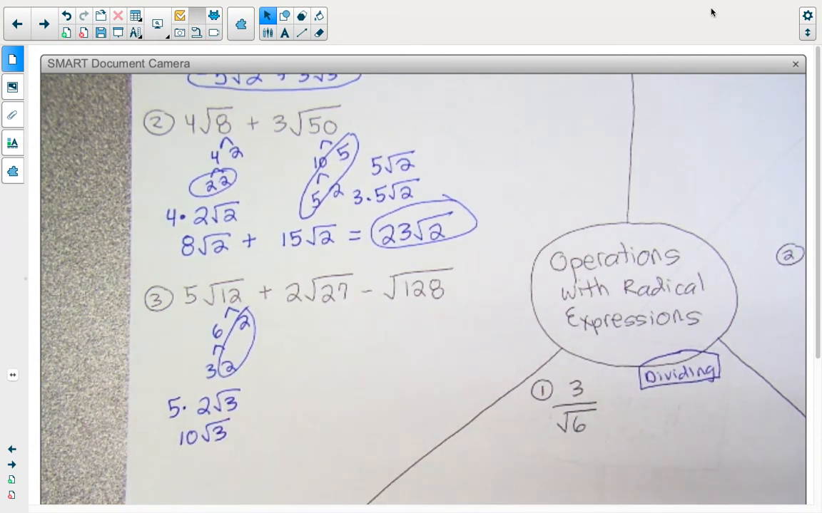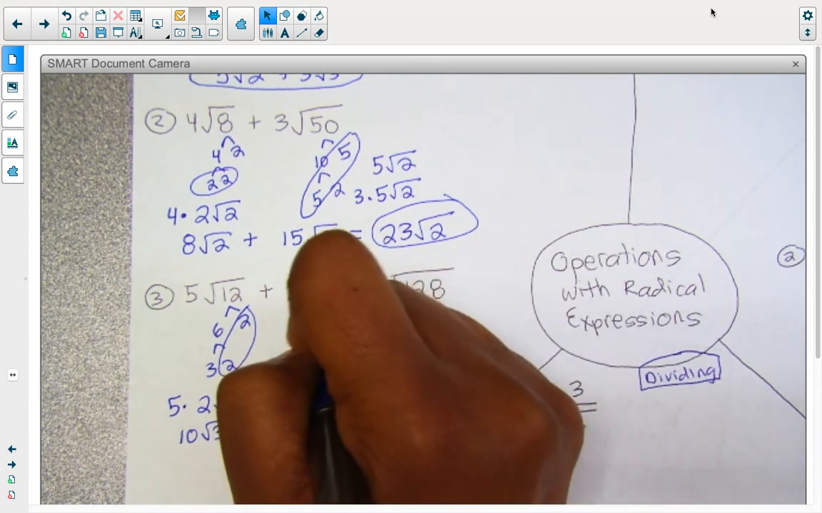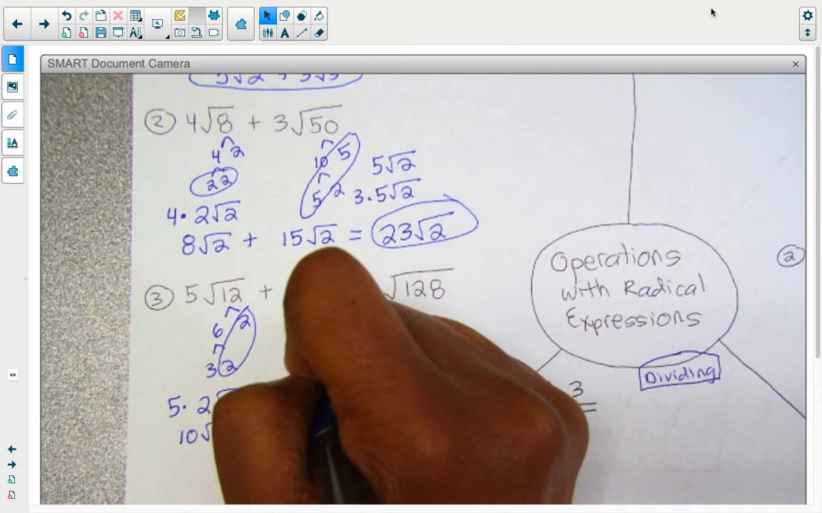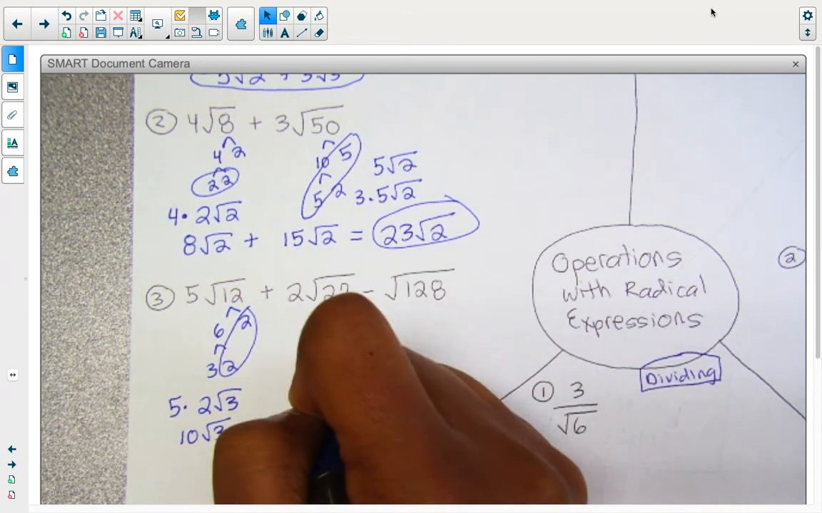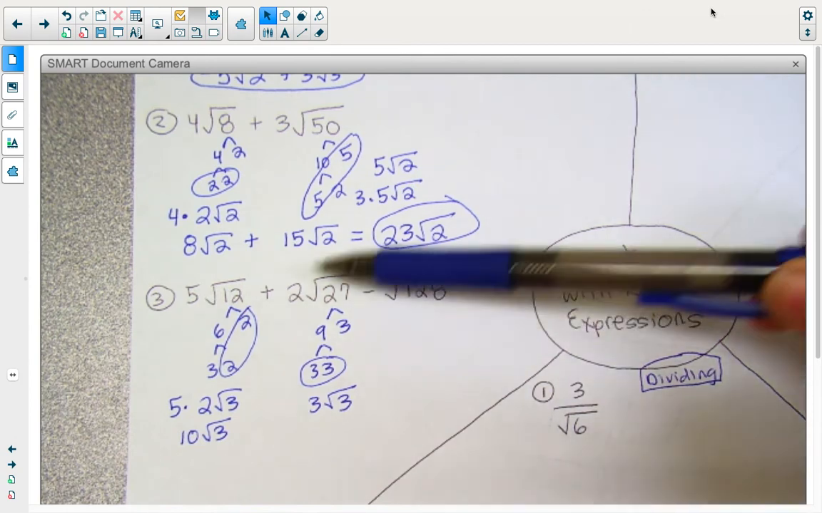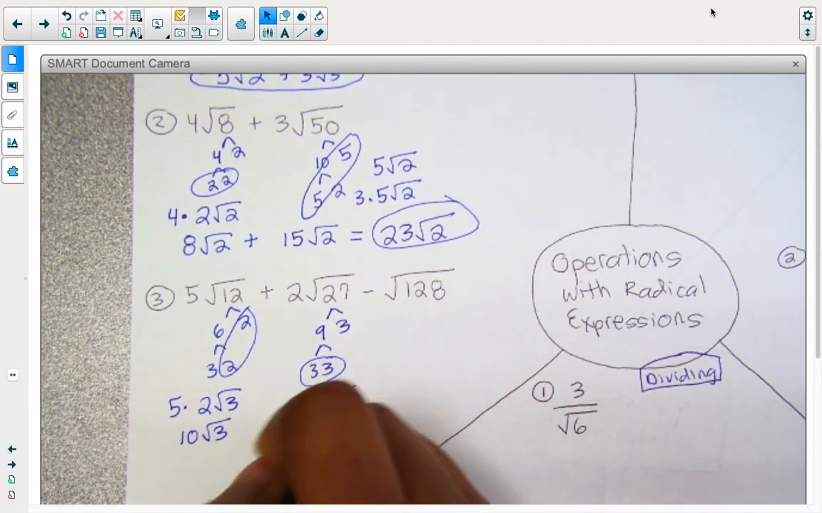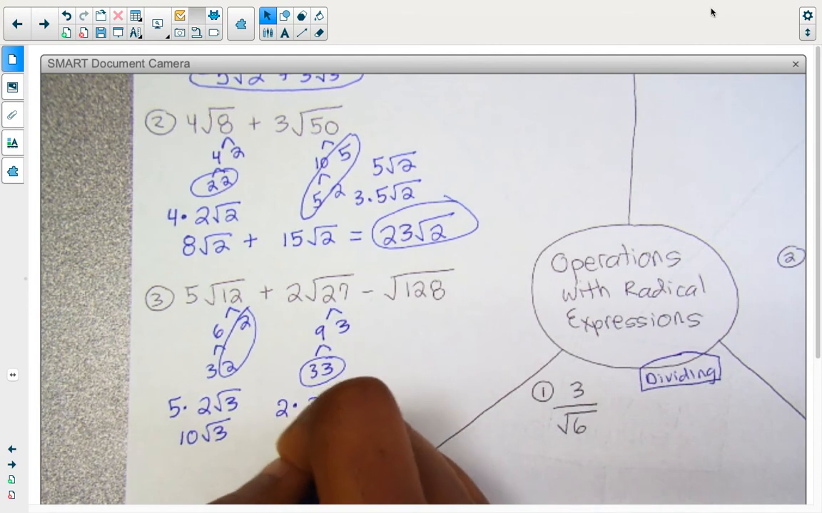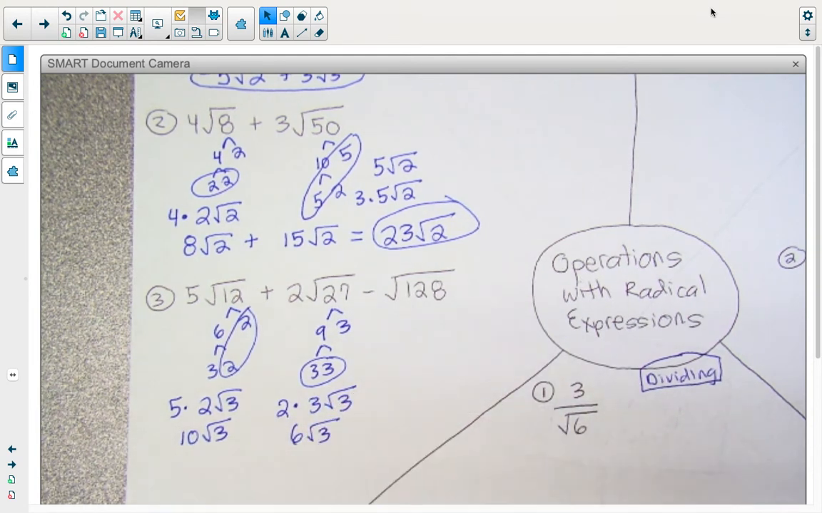All right, so that's the first part. We're going to go through, we're going to break down 27, same kind of fashion. 27 is 9 and 3, 3 and 3. So I can write this as 3 square roots of 3. I have a 2 that's in the front that needs to come straight down. So now I have 6 square root 3.